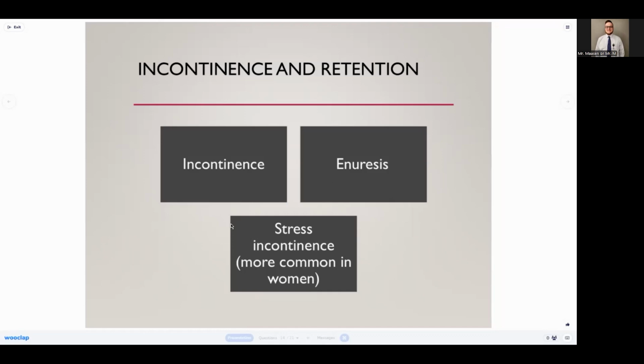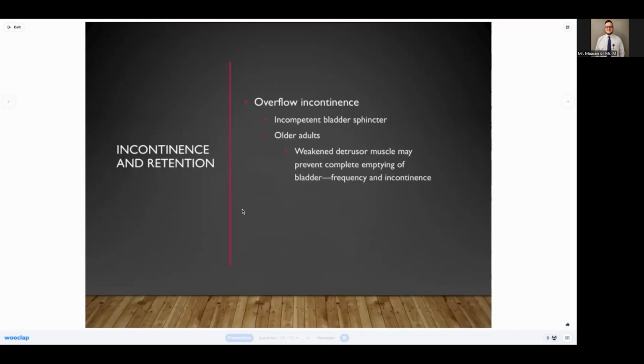And again, incontinence has different types, like stress incontinence is one of the more common in women because of the childbirth and the weakening of the muscular sphincter around that area. Overflow incontinence is another common one. This is basically incompetent bladder sphincter. This is more common in older adults where the bladder fills up enough that the muscle is just not strong enough to maintain and hold urine back, and therefore it leaks out of the urethra. So weakened muscle, this can lead to them needing to go frequently and having incontinent episodes around that.